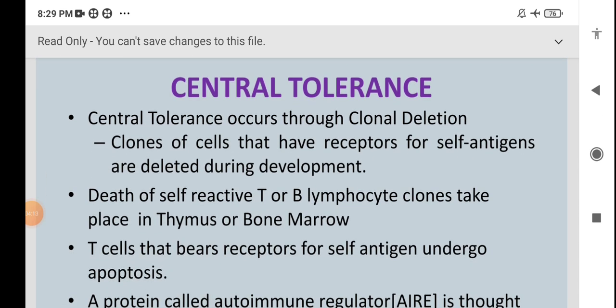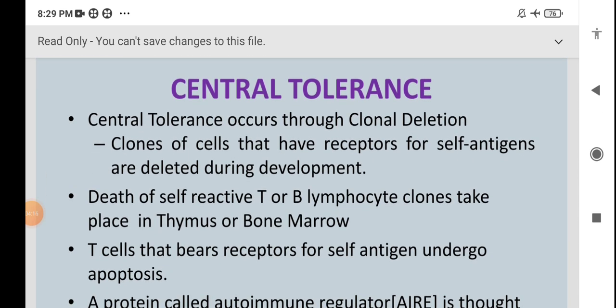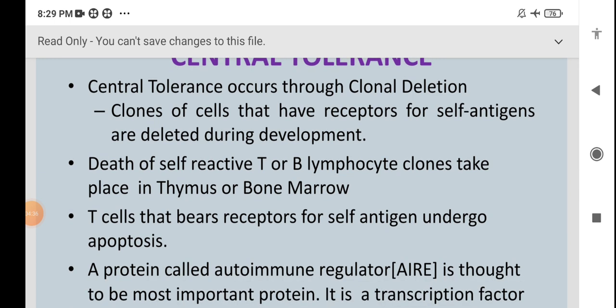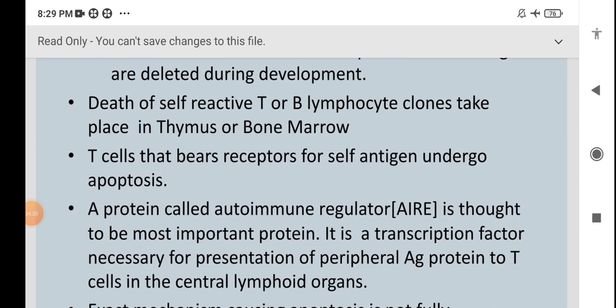Now, what is central tolerance? Central tolerance occurs through clonal deletion. Clones of cells that have receptors for self-antigens are deleted during development, that is, death of self-reactive T or B lymphocytes. This takes place in the thymus or bone marrow. As the name indicates, T, thymus; B, bone marrow. T cells that bear receptors for self-antigen undergo apoptosis.